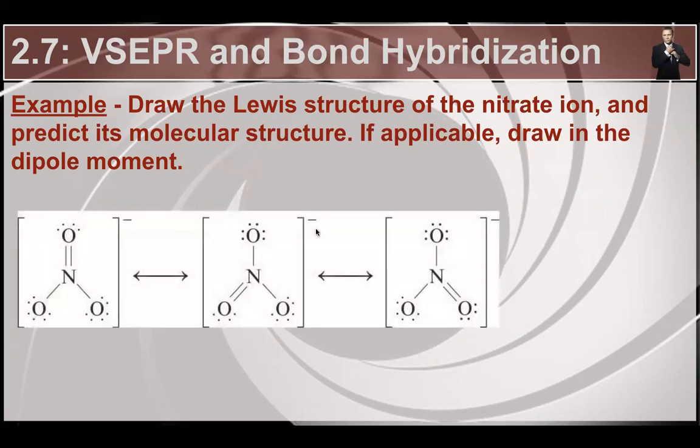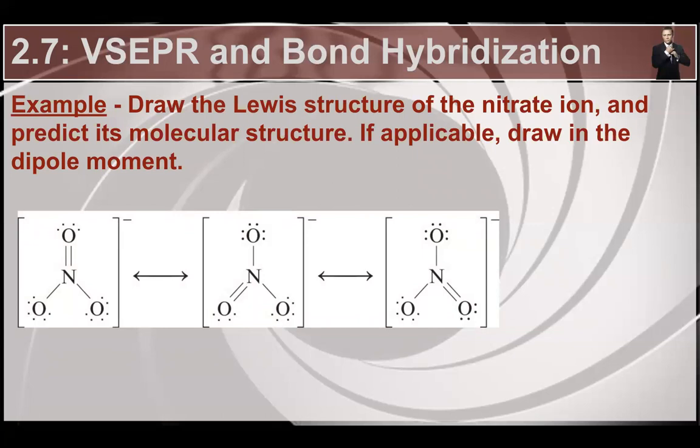So let's take a look at nitrate. So that's going to be our NO3-. So with nitrate, there are 3 resonance structures. So a double bond and then 2 single bonds. So as a result, there are 3 resonance structures.